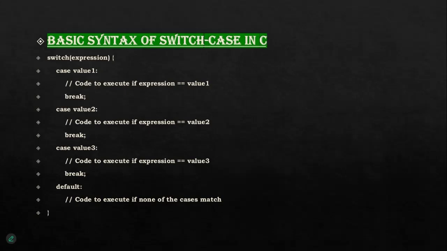Then the break statement. After that, case value 2. If the expression equals value 2, then case 2 will execute. After that break, then case value 3, similarly for value 3, and default is the code to execute if none of the cases match. If none of the cases match, then default will execute. So this is the basic syntax of switch case in C.